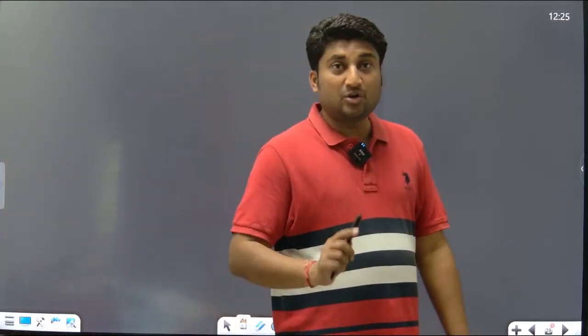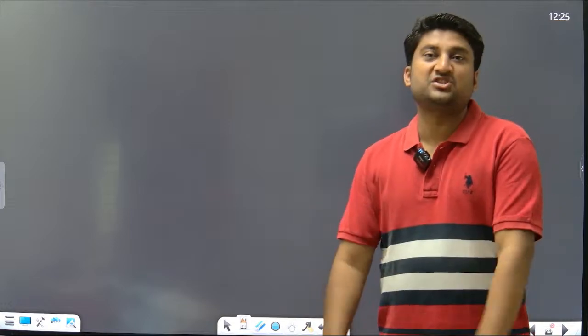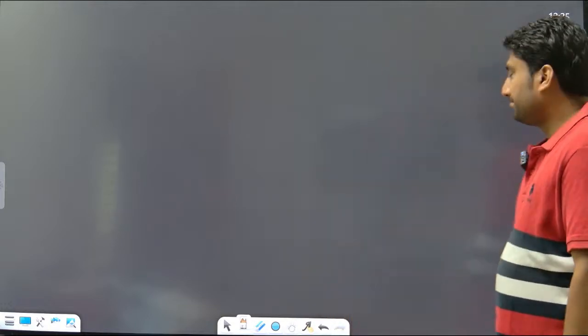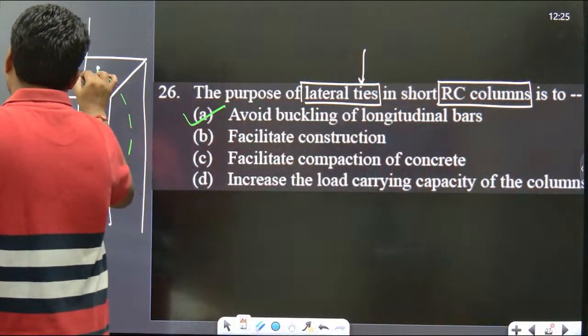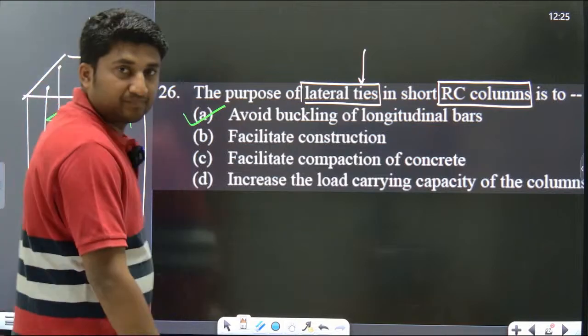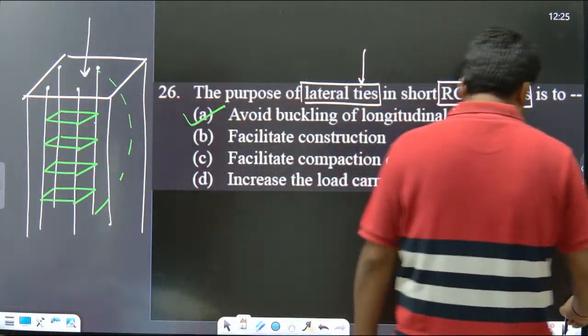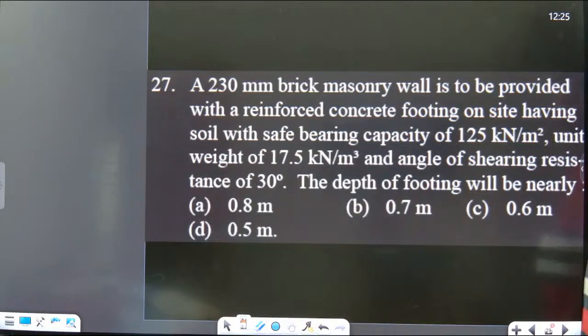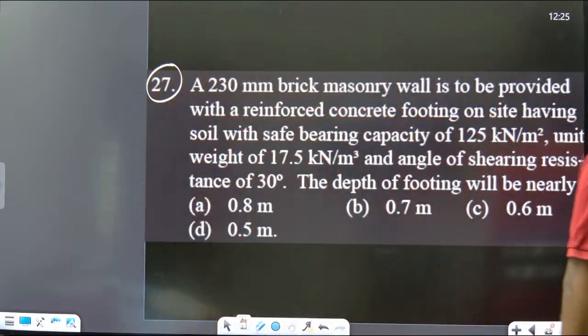Understood? Even though it is a short column, Vignesh, the main purpose of lateral ties is not to increase the load, but rather to hold the position of the main bars. Because a column is a compression member, the bars should not displace from their own position. That is why they are given. Now moving ahead. Answer this question. I'll give you the hint. I'll give you the formula for this. Then you apply the equation. Answer this.